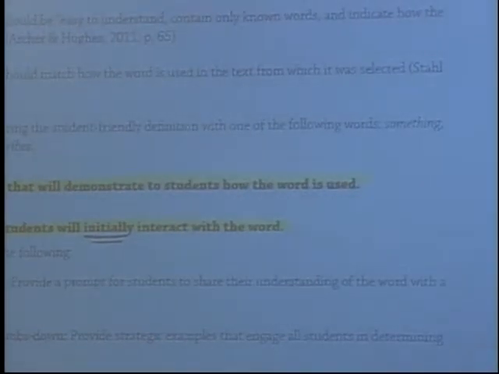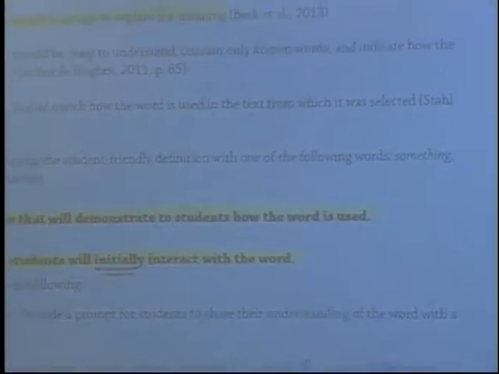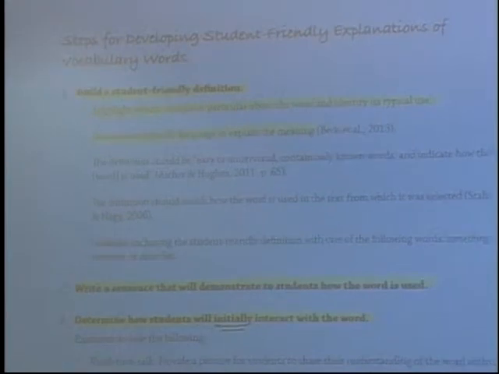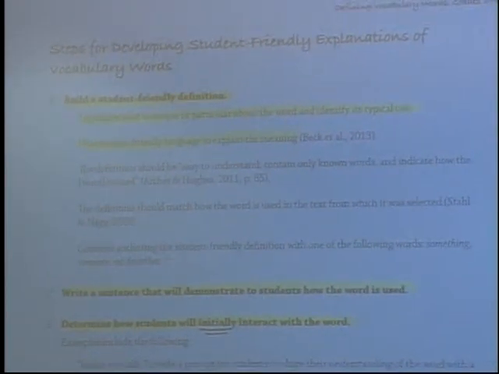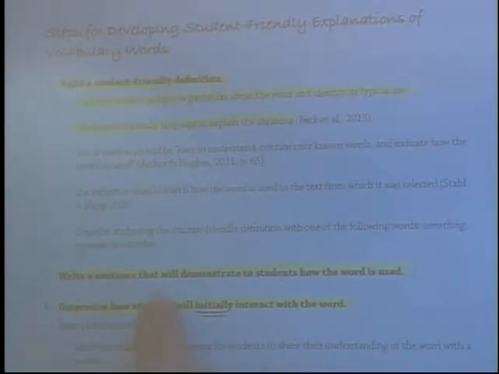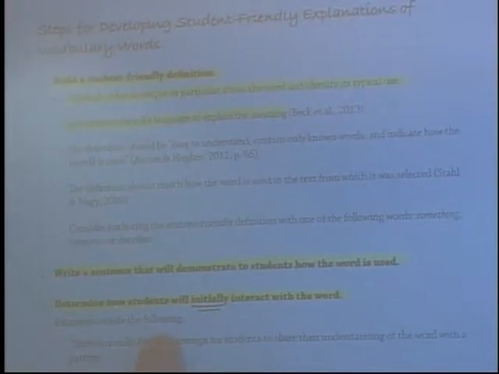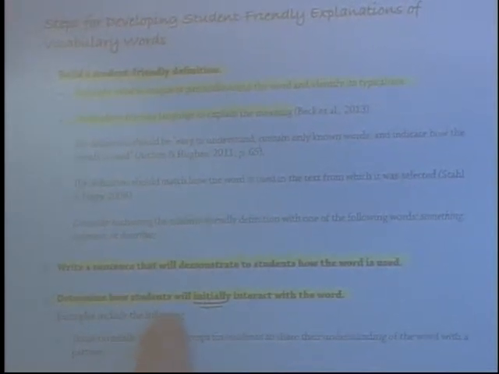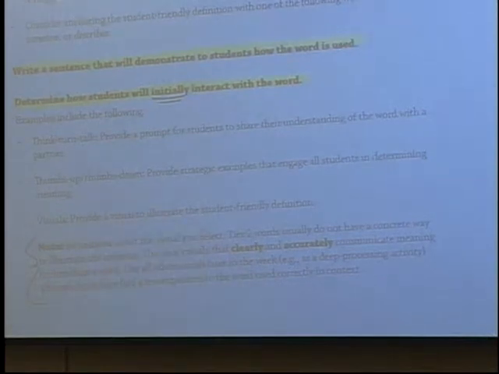Okay, so now I'm going to return to that handout, if you still have it handy, steps for developing student-friendly explanation of vocabulary words. The next step here is to draft a sentence that you can share with your students and demonstrate how that word is used. And then the final step is to determine how students will initially interact with that word. Some examples might include using a think, turn, talk, thumbs up, thumbs down, visuals.